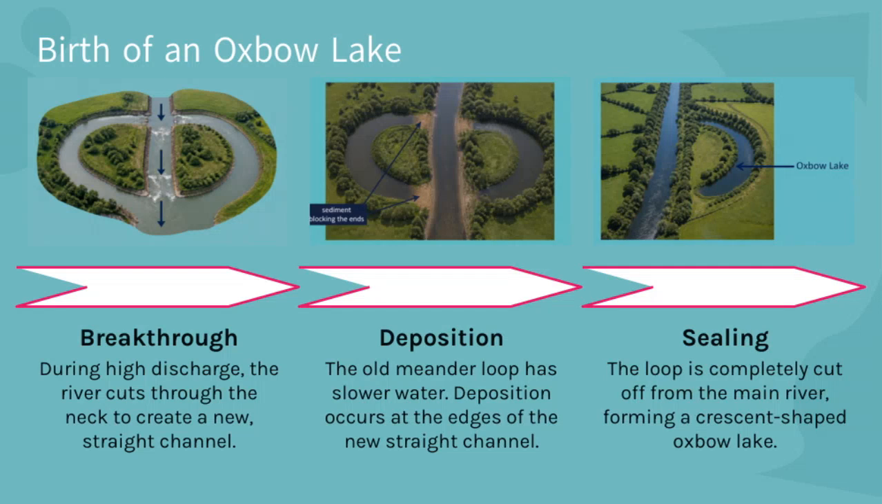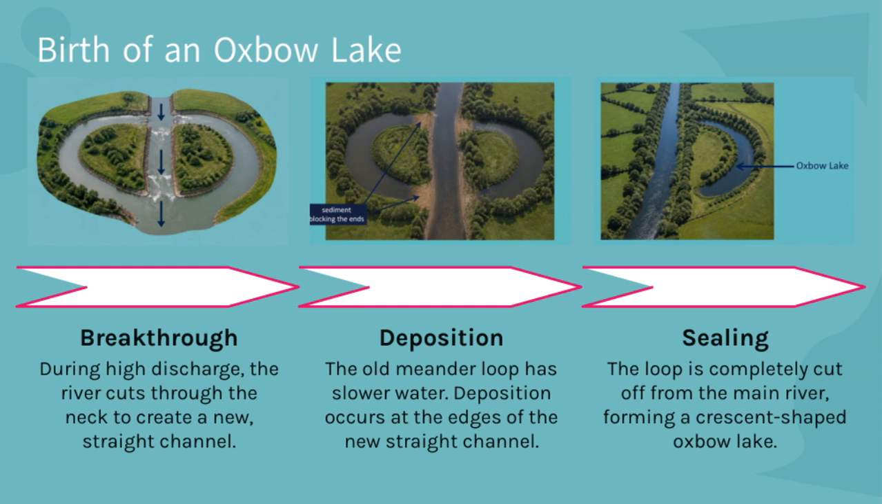Now let's look at the full process of oxbow lake formation. An oxbow lake forms when a meander is cut off from the main river. First, erosion occurs on the outer bends of the meander. Hydraulic action and abrasion wear away the river banks. This makes the neck of the meander narrower over time. Second, during a period of high discharge, such as a flood, the river cuts through the neck.